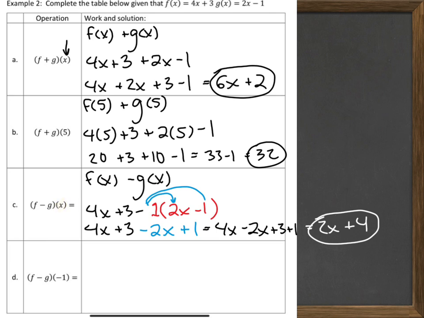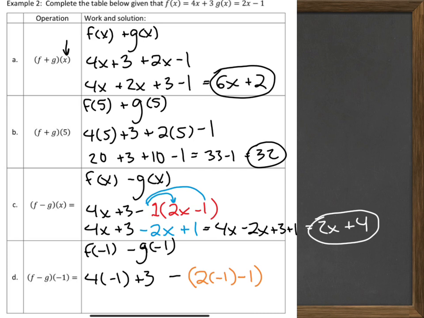All right, let's do this last one on this page. So this time we have f of negative 1 minus g of negative 1. So f of negative 1 is 4 times negative 1 plus 3 minus, and this is important, we have to have those parentheses. Here's our parentheses, minus 2 times negative 1 minus 1. Let's evaluate this one. 4 times negative 1 is negative 4, and negative 4 plus 3 is negative 1.